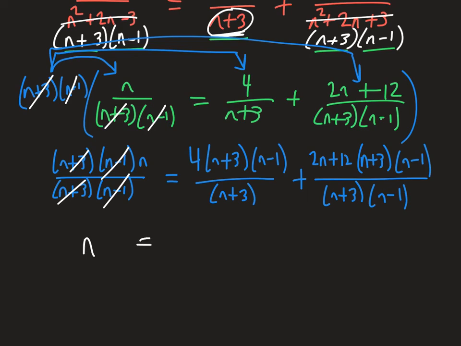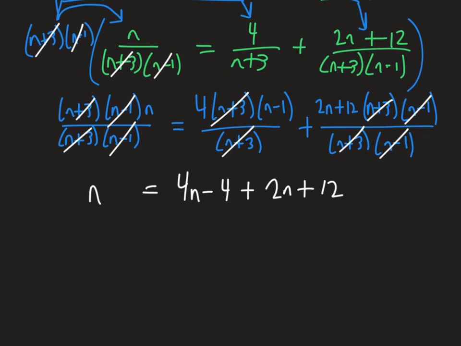Okay, in the next term, only the n plus 3's canceled. So I'm left with 4 times n minus 1. I'm going to go ahead and distribute that out. And then on this far right term, the n plus 3's and n minus 1's cancel. So I'm left with just the 2n plus 12. Okay, and this is the step now where we are at a much nicer looking equation right there.